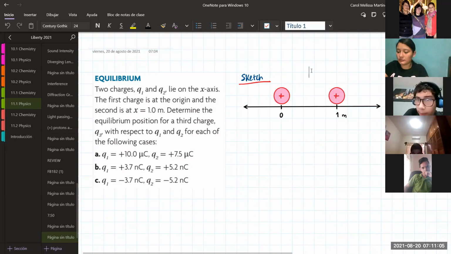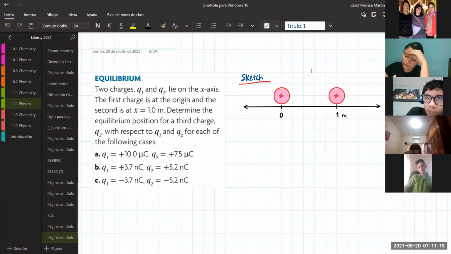Now the problem is asking me in which place I need to locate a charge Q3, and it's going to be between Q1 and Q2. Because if I want to find the equilibrium position, it must be located in this area. Now, I don't know where exactly. I'm just going to put a circle over there.